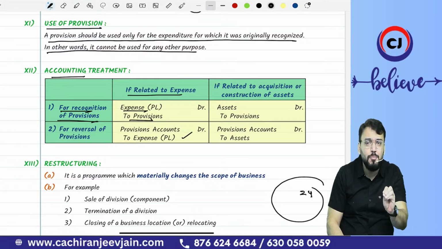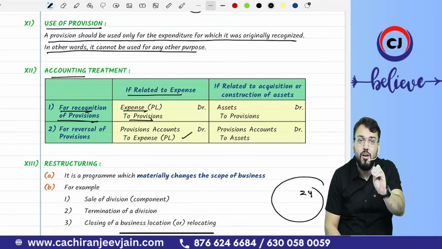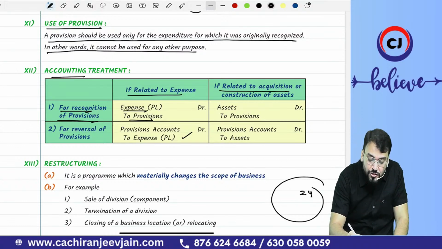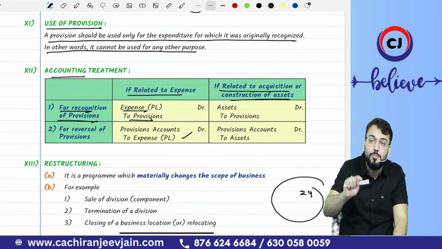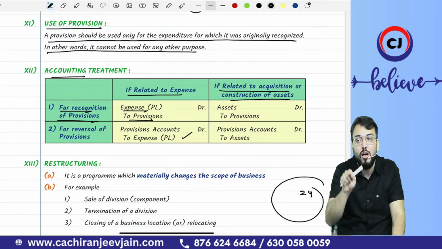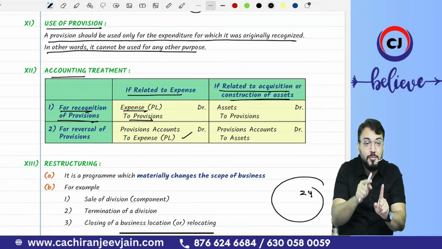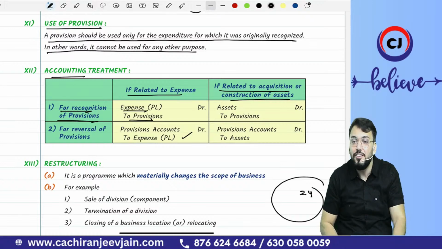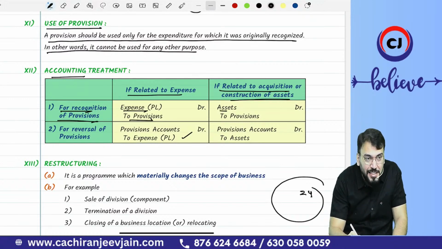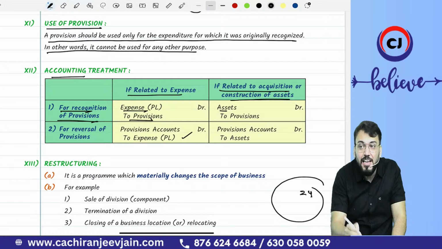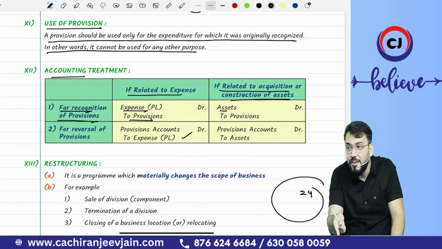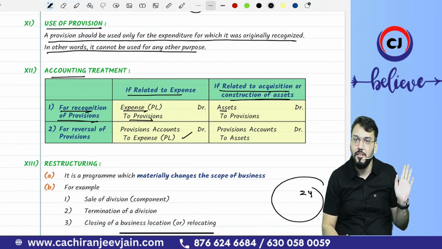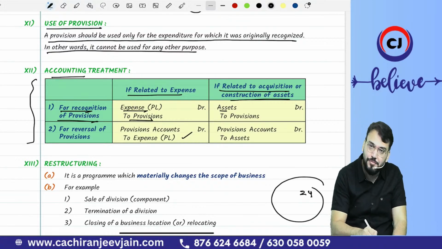Sometimes the amount of provision is related to construction or acquisition of an asset. If the amount of provision is related to acquisition or construction of an asset, then the amount of provision will be capitalized to the cost price of the asset. Are you getting what I am saying? So what journal entry do you do? Respective asset account debit to provision. And if the provision is no longer required, then the journal entry is provision account debit to asset. Got this? I think no doubt.